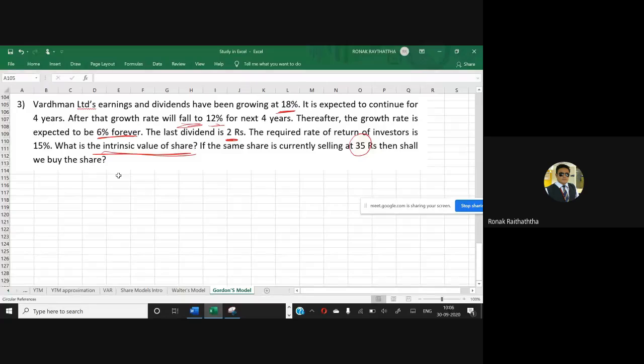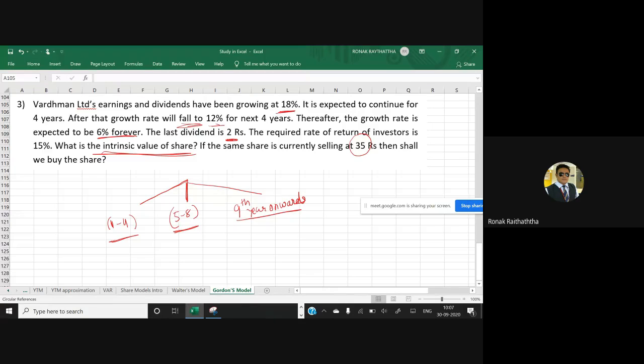Okay, so first we should understand how many stages are given to you for the growth rate. There are 3 stages given to you, as I have stated to all of you. Stage number 1 is year number 1 to 4, then year number 5 to 8, then 9th year onwards. So it is a 3-stage growth model.